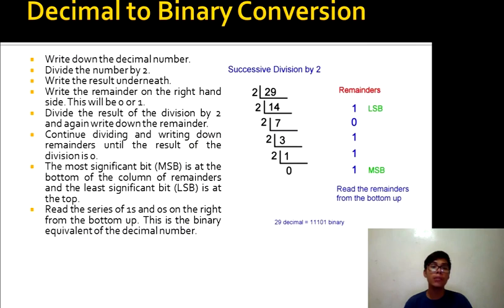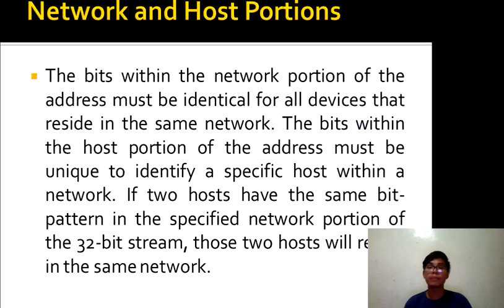Divide the number by 2. Write the result underneath. Write the remainder on the right-hand side. This will be 0 or 1. Divide the result of the division by 2, and again write down the remainder. Continue dividing and writing down remainders until the result of the division is 0. The most significant bit is at the bottom of the column of remainders, and the least significant bit is at the top. Read the series of ones and zeros on the right from the bottom up. This is the binary equivalent of the decimal number.